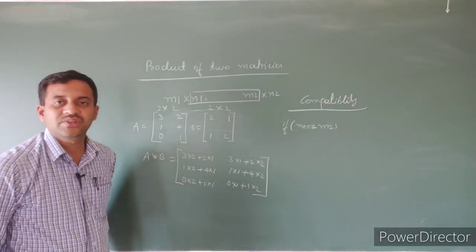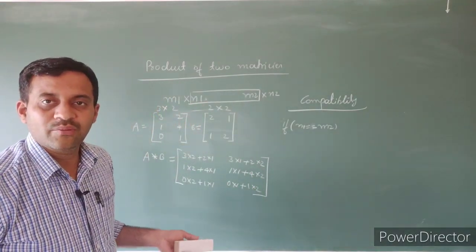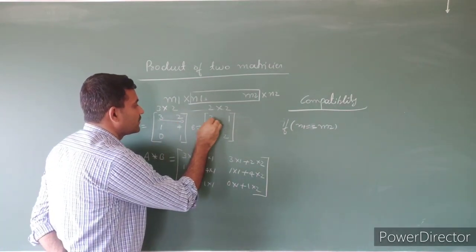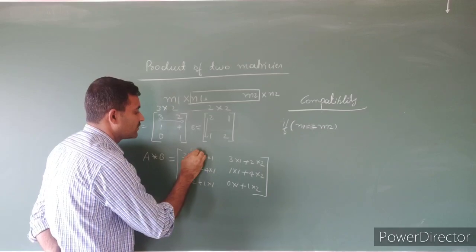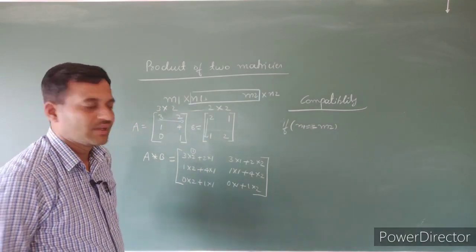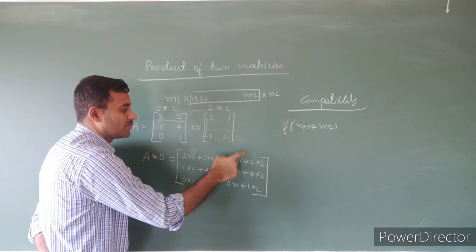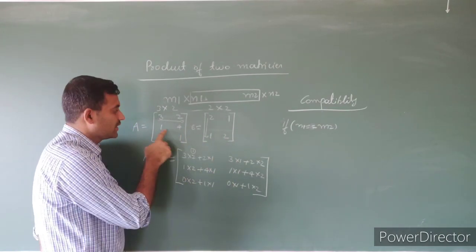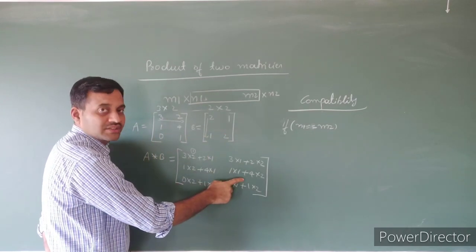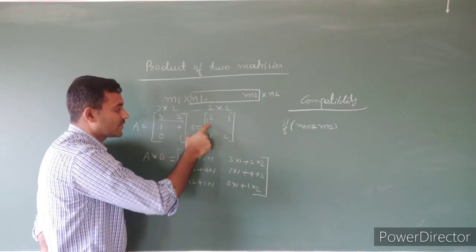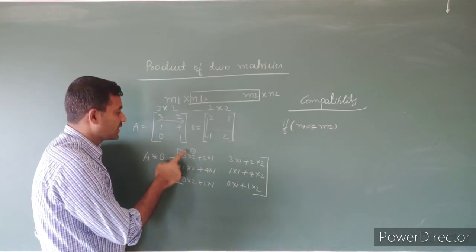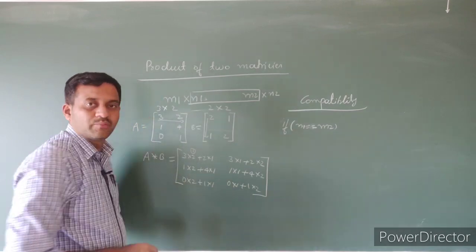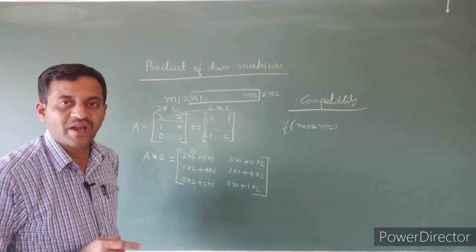Then after simplification of these expressions, we get the product of two matrices. How is it? First row, first column returns the first number. Then first row, second column returns the second number. Second row, first column returns the third number. Second row, second column returns the fourth number. Third row, first column returns the fifth number. Then third row, second column returns the sixth number. So this is the product of two matrices.